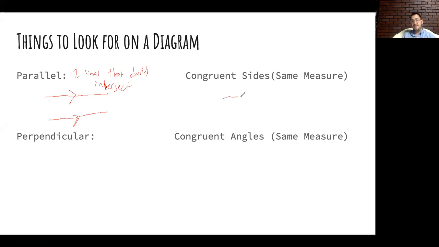Congruent sides. Sometimes people get confused about parallel versus congruence. There is not an arrow symbol. So if I have A, B, and C, D, based off of the way that this diagram is looking, I could say that AB is congruent to CD.